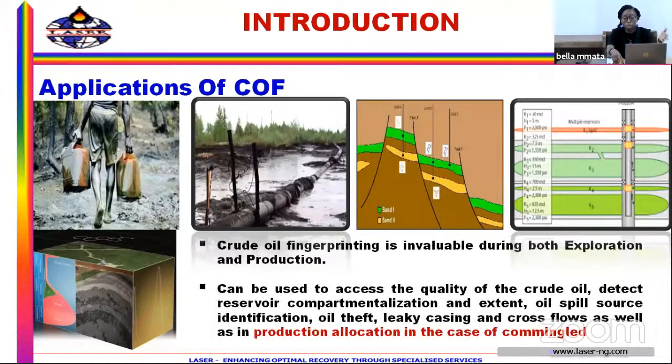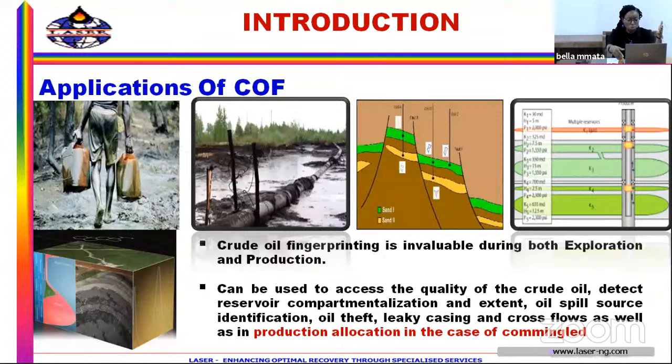When we talk about the quality of the crude, we're asking what is the API of this crude? Is this crude waxy? What's the quality of this crude? And then we can also use it to determine why there is compartmentalization and the extent of a reservoir. When we get this reservoir fluid, does it resemble another well? What we get from this well, is it looking like what we're getting from another well? If they look alike, that means that there's an extension in the reservoir.